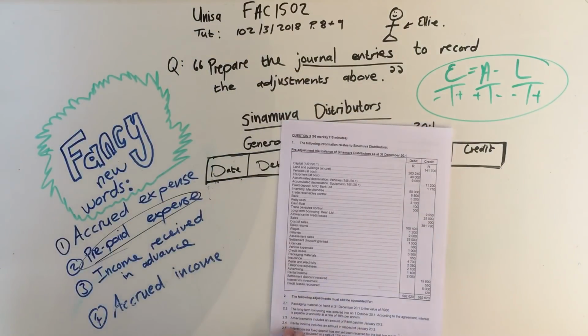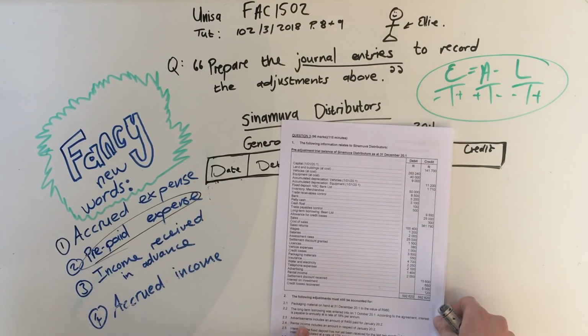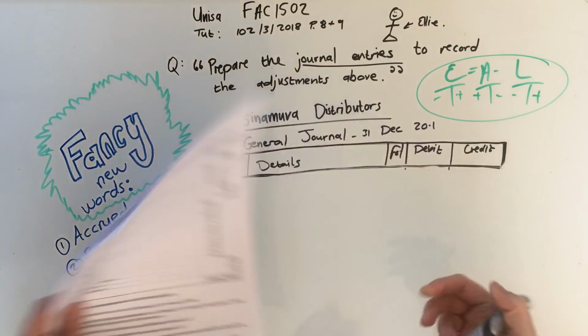2.4. Rental income includes an amount in respect of January. Rental income. So now we're talking about income again. Rent can be an expense or an income, depending on how they phrase it. Because you could have a building that you're letting out, or you could be renting someone else's building. Rental income includes an amount in respect of Jan. So we go up here to rental income in the trial balance. The amount is 15,600.